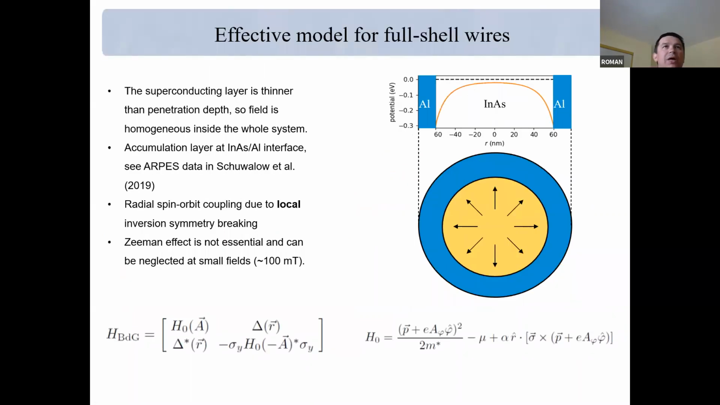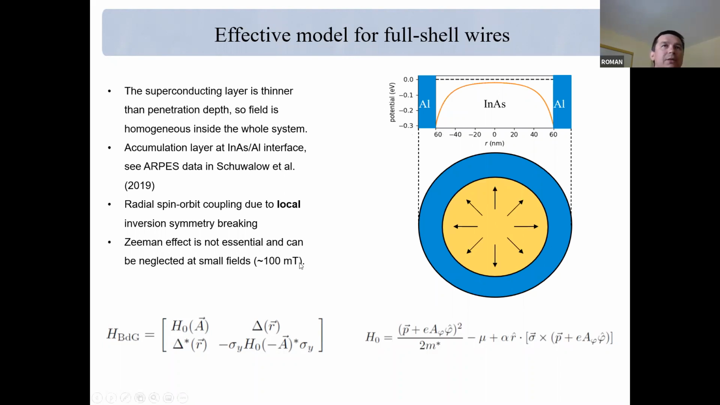So in order to answer this question, we constructed a model, and we call this the thin cylinder model. As I said, and also based on some data from ARPES, we know that there is some accumulation at the interface of indium arsenide and aluminum. And so the electrostatic profile inside of this cylinder looks like this. Because of this local inversion symmetry breaking, we also expect to have a large spin-orbit coupling at this interface.